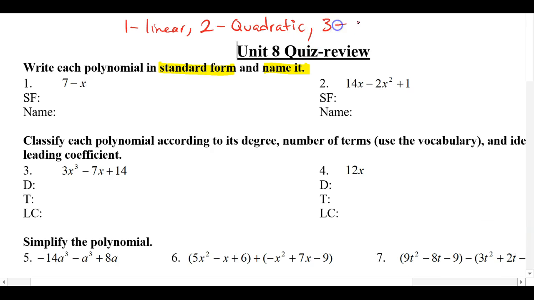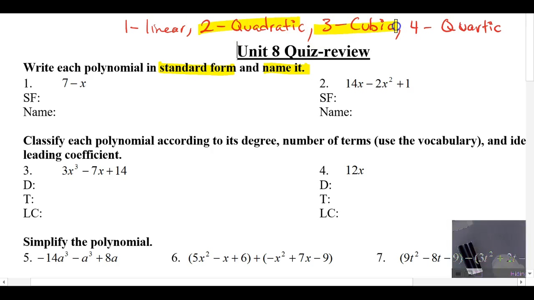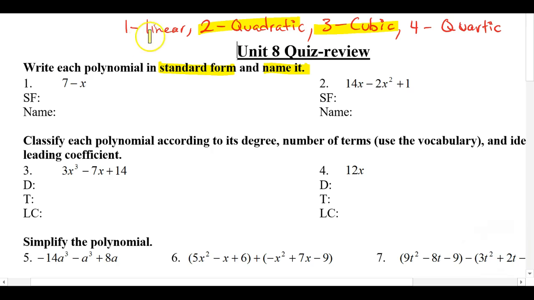The next one will be cubic, and that's when our highest exponent is cubed, or to the third power. And the last one is going to be quartic, which is raised to the fourth power. But the main ones that we're really going to focus on for these next few weeks are quadratic and cubic. But if you do see that the highest exponent is 1, then it's going to be linear, and if the highest exponent is 4, it's going to be quartic. And we'll talk more about the other ones after.